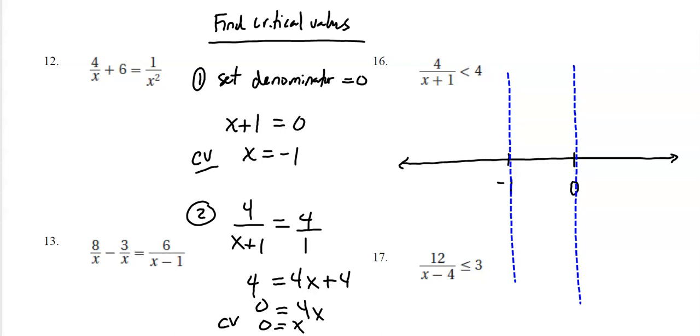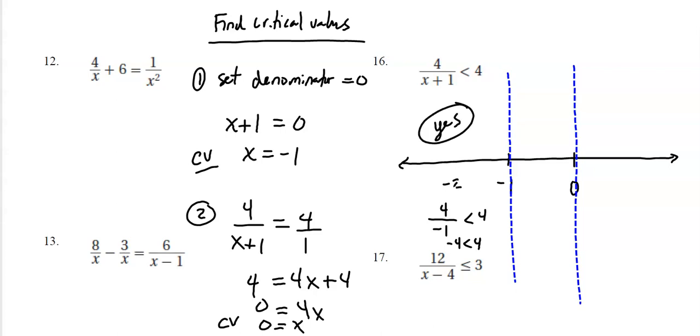And I basically need to test these points. So I need to pick a number. So maybe I'll pick a number like negative 2. Let's test that and see what happens. So I test it. I get 4 over negative 2 plus 1. Is that less than 4? Well, negative 4 is less than 4. That's true. So yes on this region.